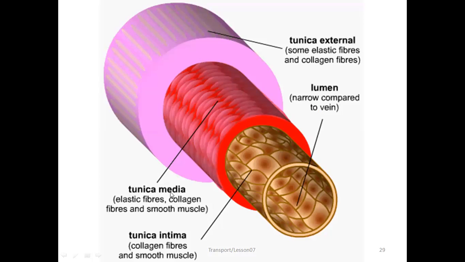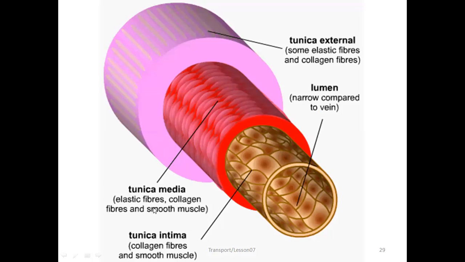Now these are the main layers of the artery. इनको हम कहते हैं tunicas. The outer one is the tunica externa, या tunica external, या tunica adventitia. It is made up of some elastic fibers and collagen fibers. The middle one is the tunica media, which is the muscular, the main muscular layer.